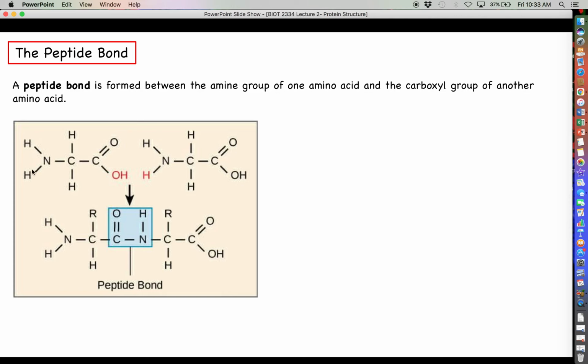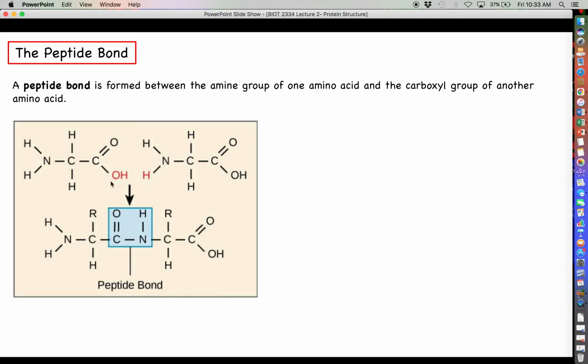If you look at this diagram here, you'll notice that we have two different amino acids. This is your first amino acid here on the left. This is your second amino acid here on the right. The way we have these two molecules juxtaposed with each other is we have the carboxyl group of this amino acid right next to the amine group of this amino acid.